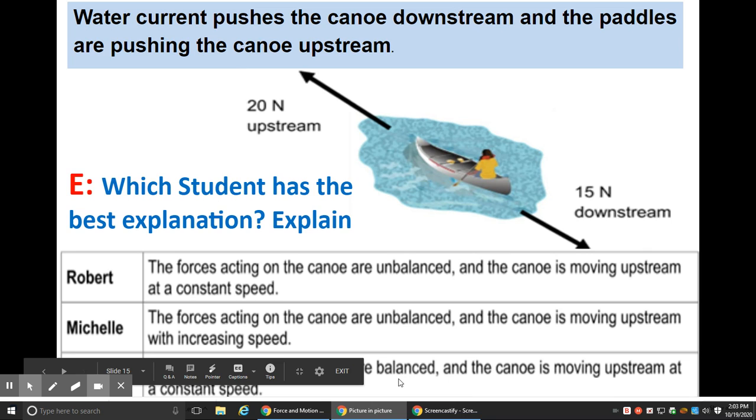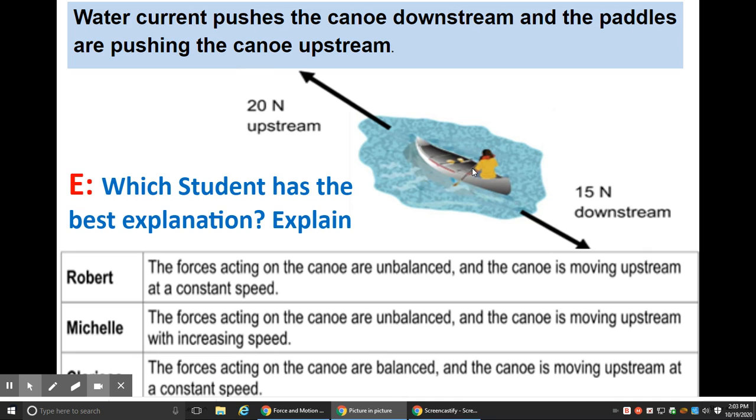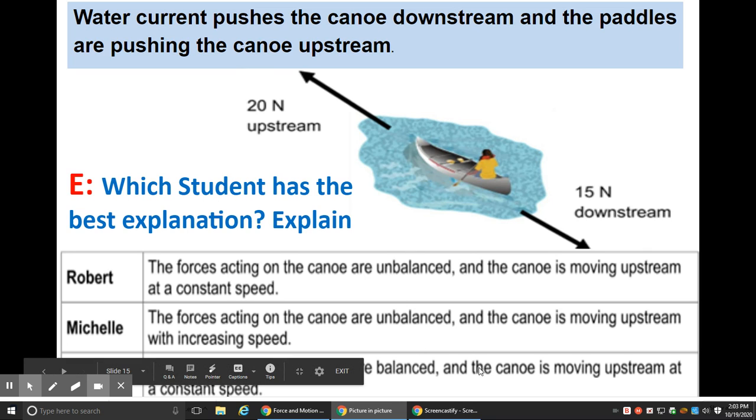Okay, and then the last one, again, it's saying the forces are balanced, which is incorrect, because if the forces were balanced, the canoe would not be moving, it would be stationary, or it would be moving at a constant speed, and neither of those are true.